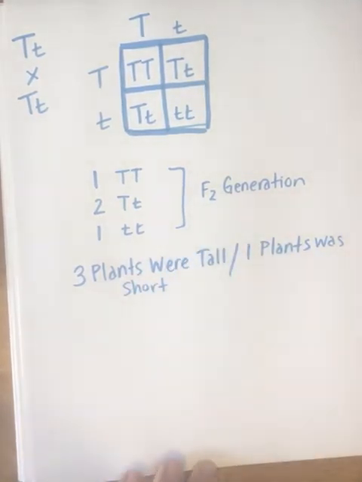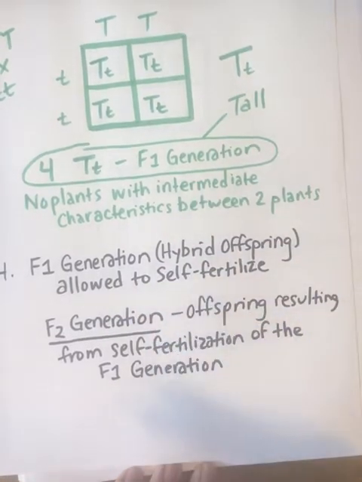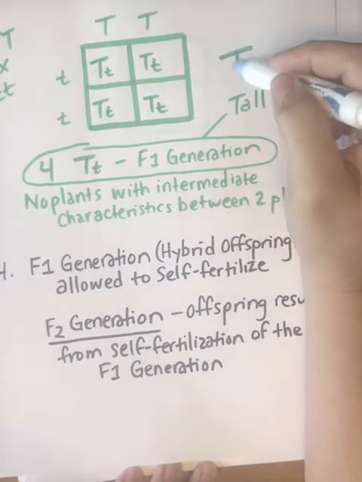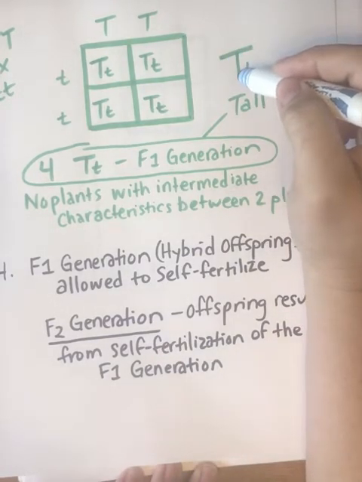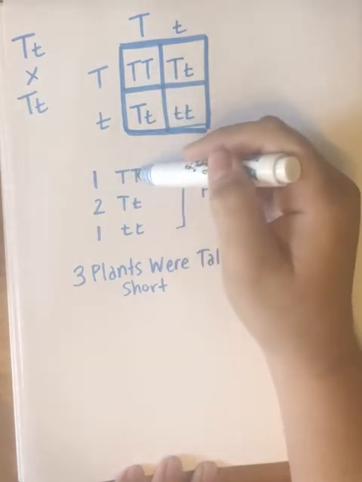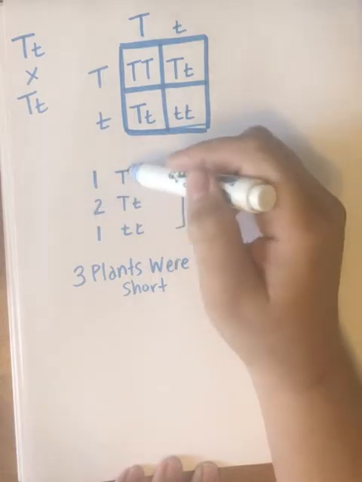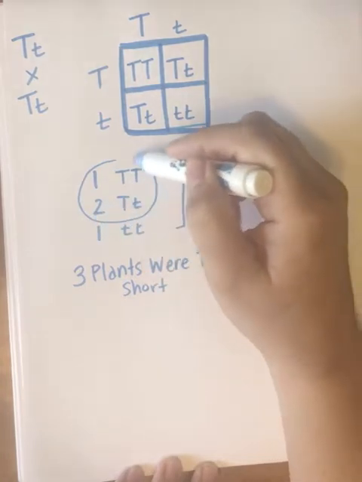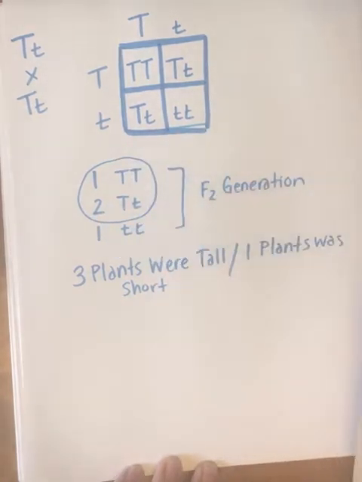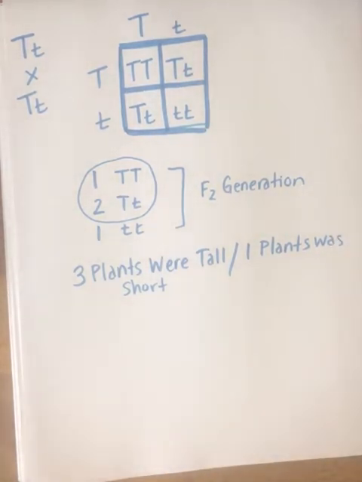Now, we said before that if you had a large T, you had a tall characteristic, and this is why it's simple dominance. If you have a genetic trait that is dominant, then you are going to be that trait. So when we looked at these, this one right here, the 2 T's is obviously tall, and then the 2 that have a large T and a little t are also tall. So this is how we get the 3 that are tall. And then we had 1 that had 2 little t's, and that was the plant that was short. So this is where simple dominance comes in.